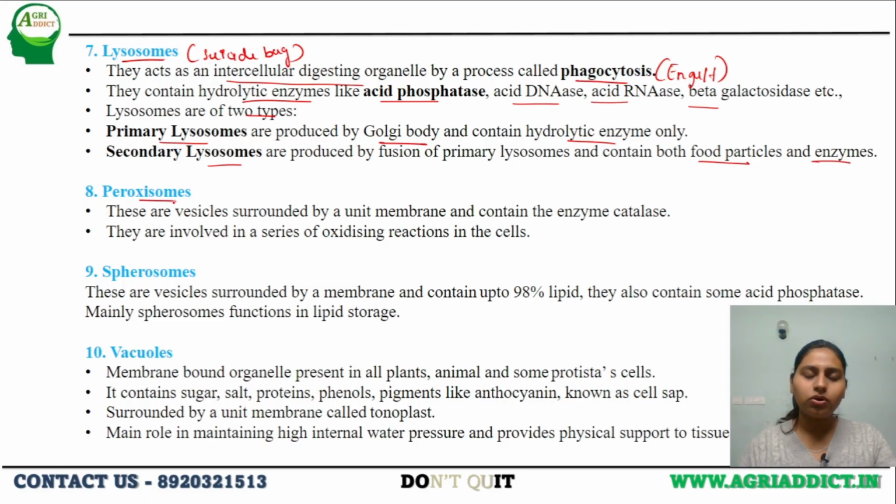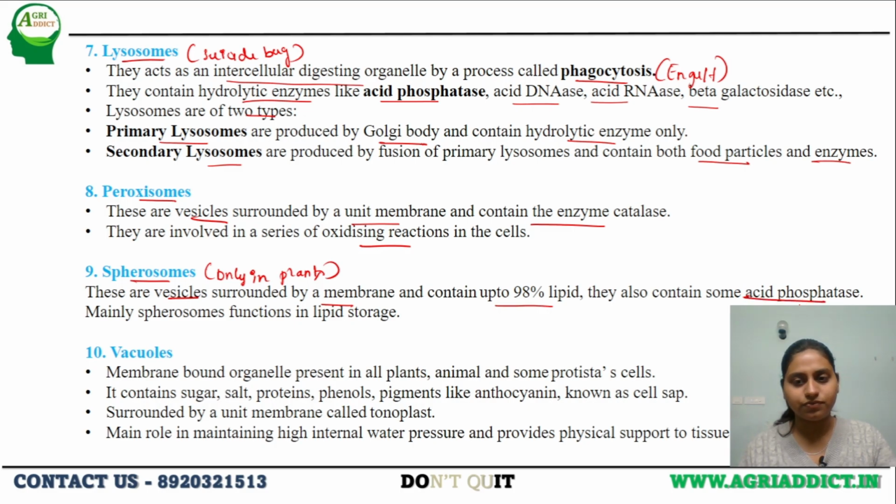Next, coming to peroxisomes. Peroxisomes are vesicle-like structures covered by a single membrane, and they contain the enzyme catalase. This catalase enzyme is majorly involved in oxidizing reactions taking place in the cell. And next are the spherosomes. Spherosomes are also vesicle-like structures surrounded by a membrane, and they are composed of about 98% protein. The major function of the spherosome is lipid storage. Remember that spherosomes are present only in plants and are absent in animals. Along with lipid storage, they also have certain acid phosphatase enzymes.